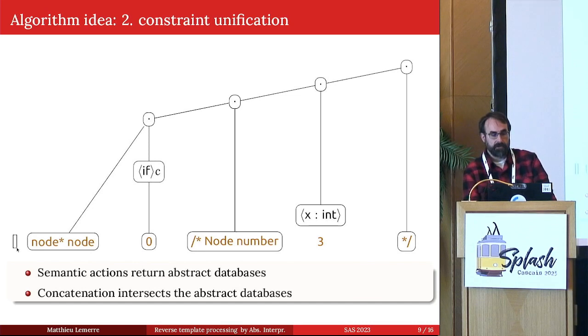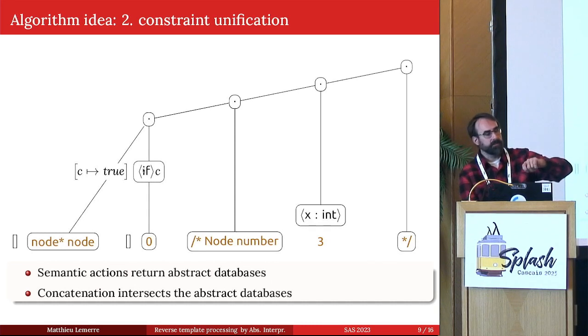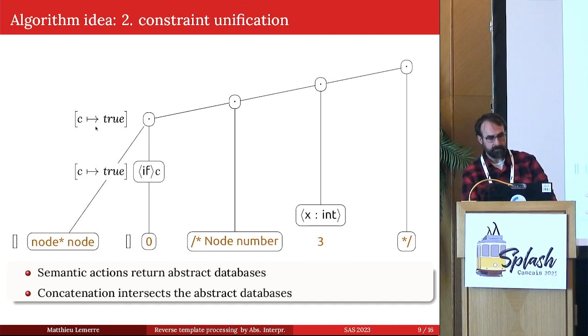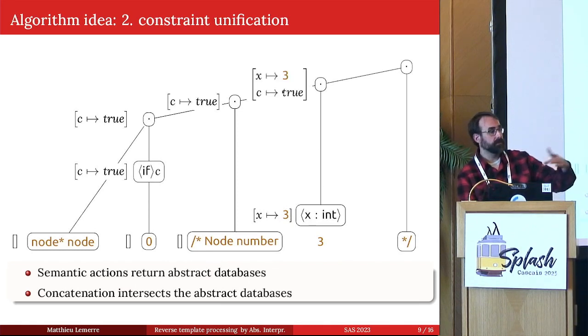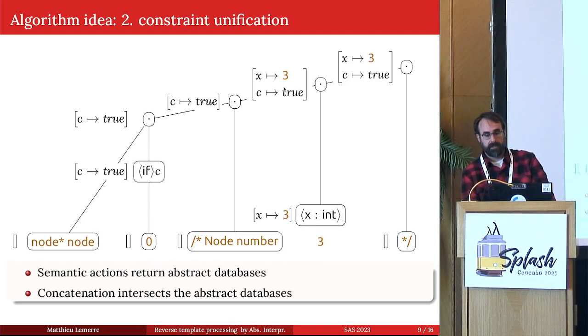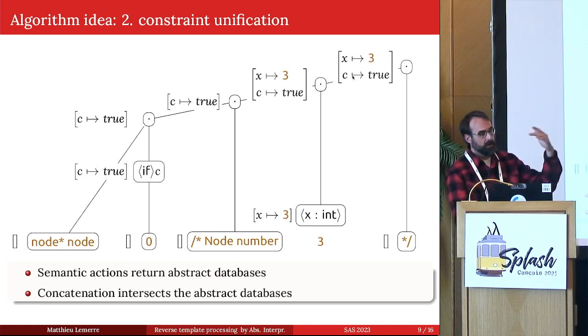Here, for constant text, I do not have any constraint. Here, I have an if, but I know that this if corresponds to the true branch, so I have to constrain that the condition C must be true. We propagate this. No constraint and C is true means that we have C is true. Here, the same, we don't have any constraints. Here, we have the constraint that X is equal to 3. When we combine them, they are just two different fields in the database. And in the end, this is a canonical representation of all the possible databases that can output this text.